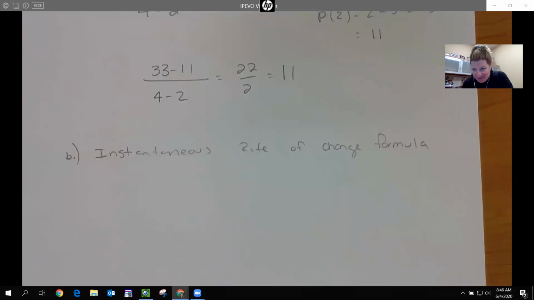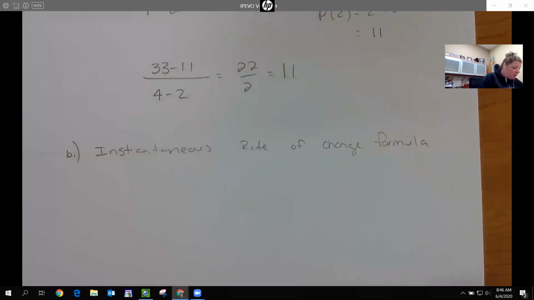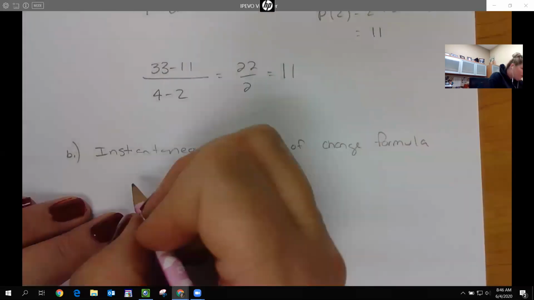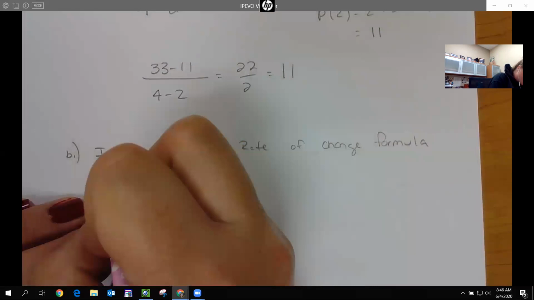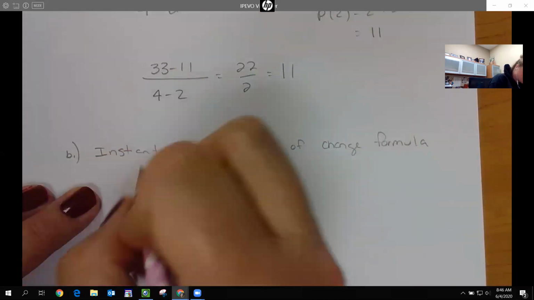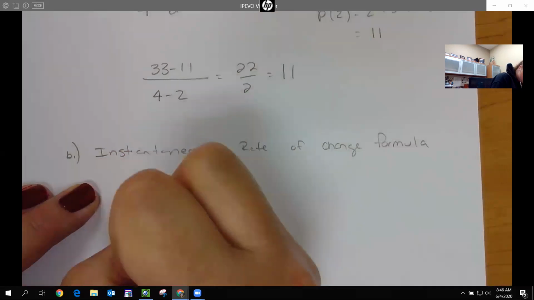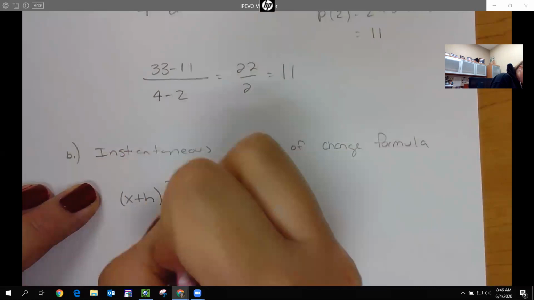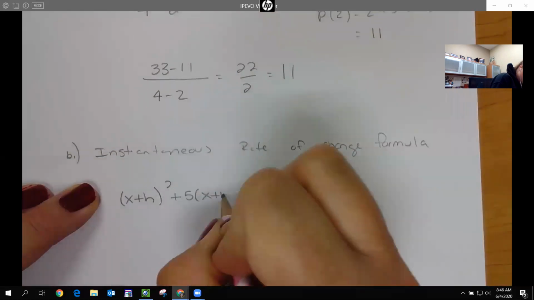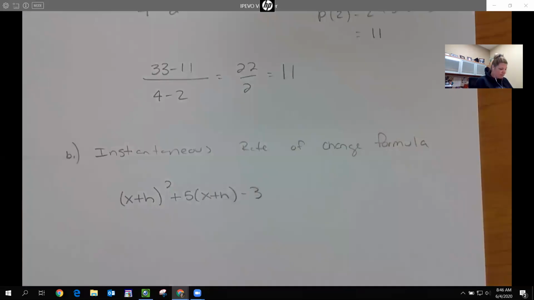Now I have to do my derivative because I'm not saying I'm going from 4 to 2. I'm not doing an average. It's not as easy. Darn it, because I liked that method we just did. So for this one, what we're going to have to do is find our derivative. Our first step is plugging x plus h into our function. So we take x plus h squared, plus 5 times x plus h, minus 3. That's plugging in our x plus h.